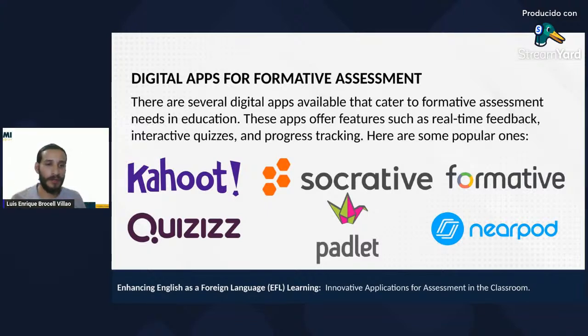Let's jump into it. There are a lot of digital apps available that cater for formative assessment or even summative assessment needs in education. These apps offer features such as real-time feedback. These are incredible, interactive quizzes, and progress tracking. Here are some popular ones. These are the ones that I am used to using for my classes, and I have heard about them from my colleagues.